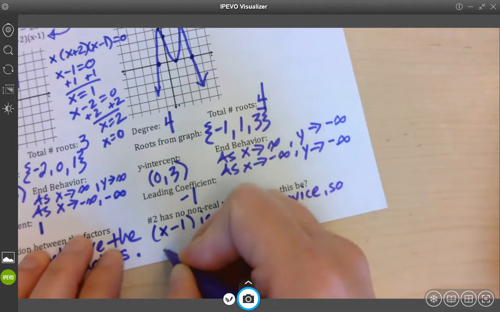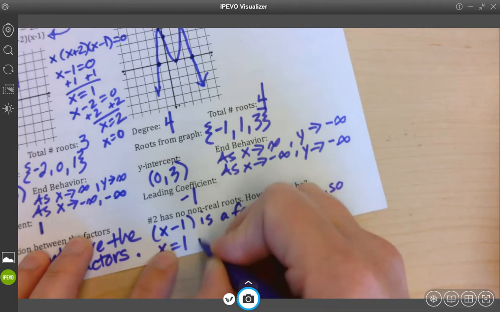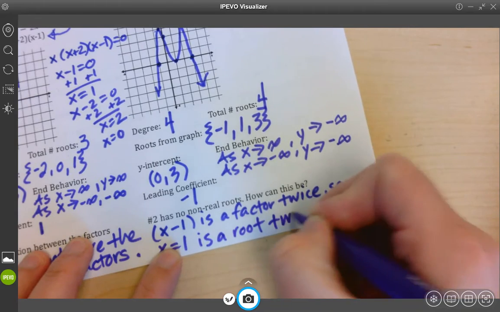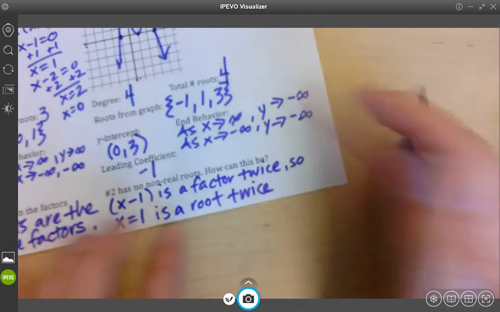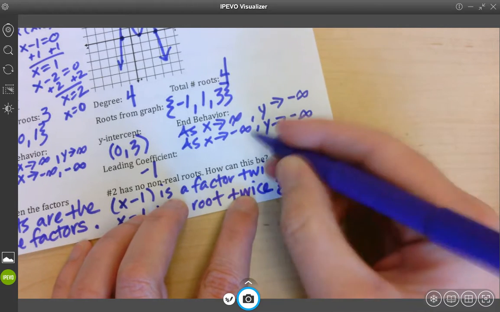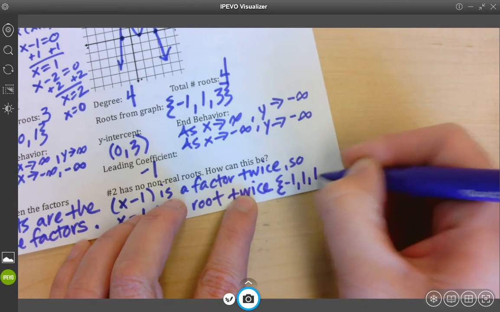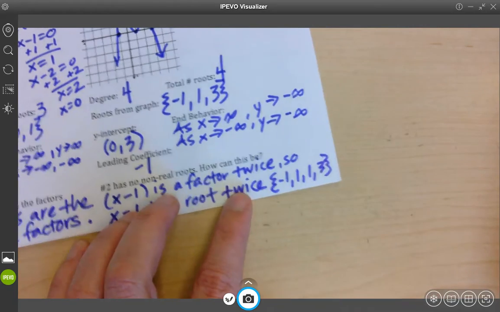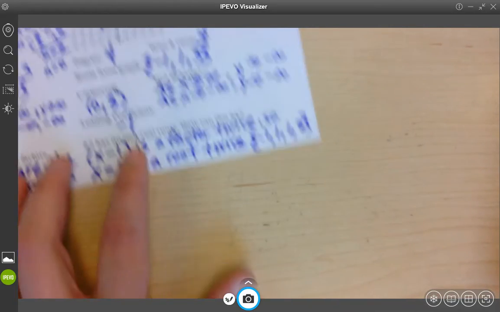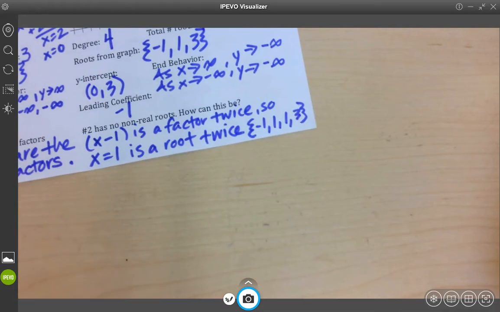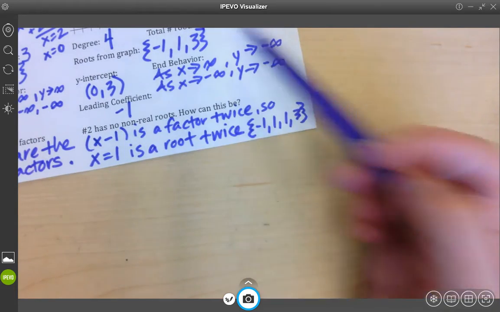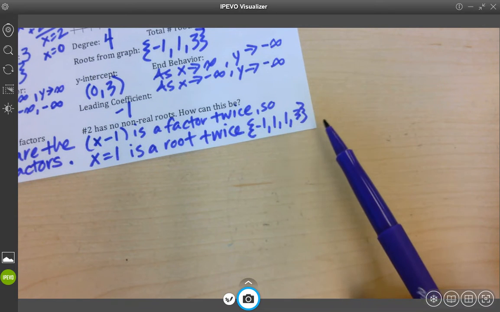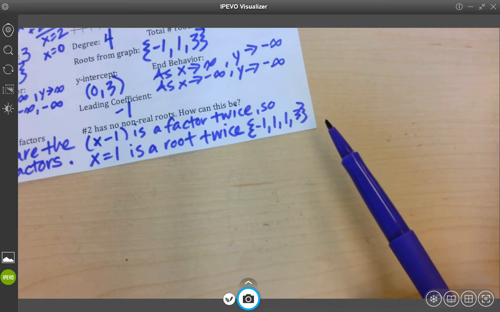So x equals 1 is a root twice. So really our roots are -1, +1, +1, and 3, but we don't make a list and write things twice like that. Okay? So we still just write it once when we're writing our roots, but in our heads we know it's counting twice. And that's how the number of roots can still equal the degree.